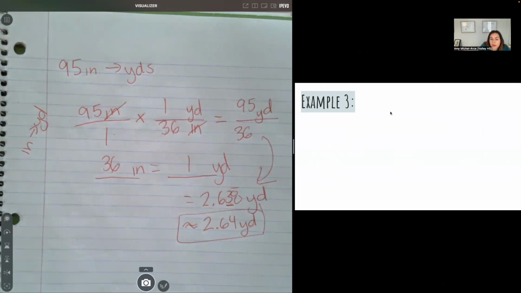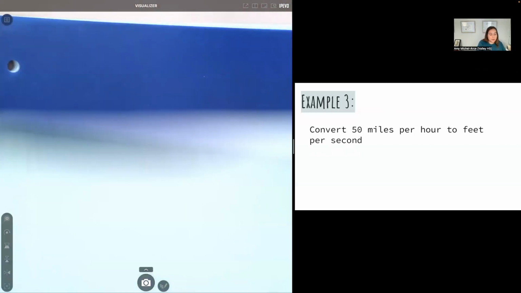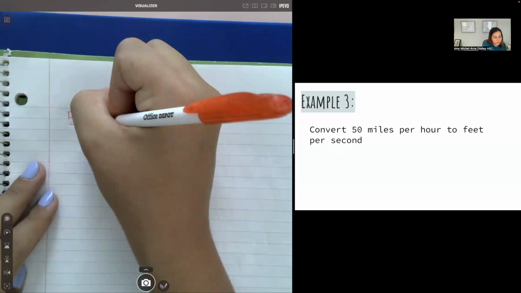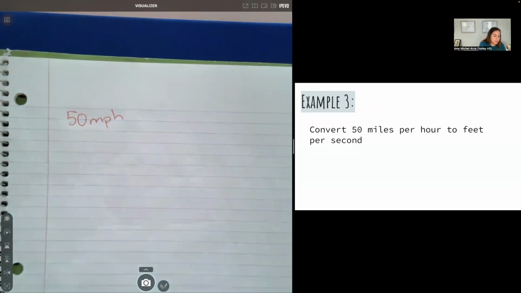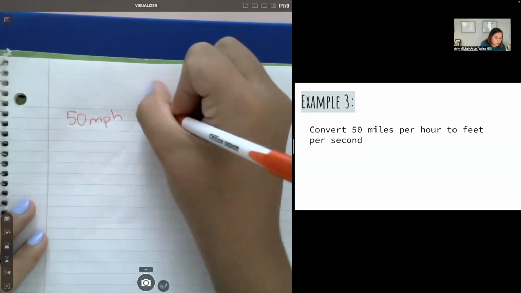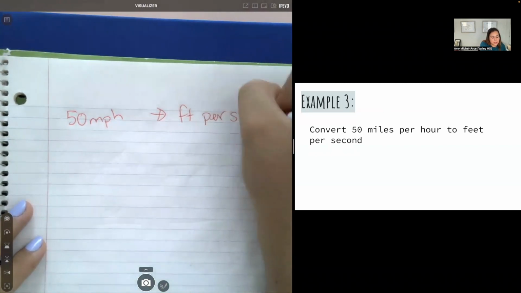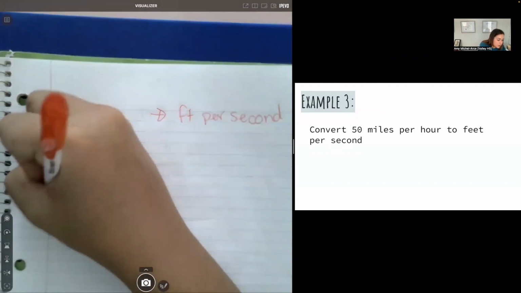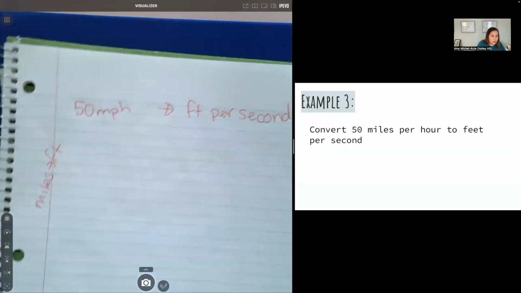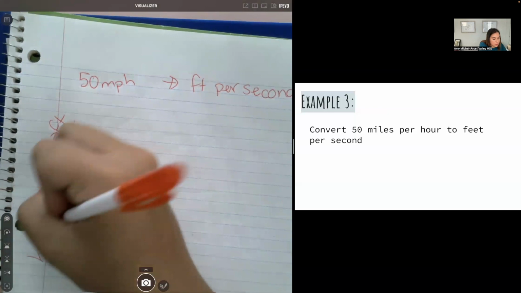Okay. So now going to example 3, it says convert 50 miles per hour, let's say 50 miles per hour to feet per second. And here we have, instead of 1 measurement to change, we have 2, right? We're changing miles to feet. And we're also changing hours to seconds.